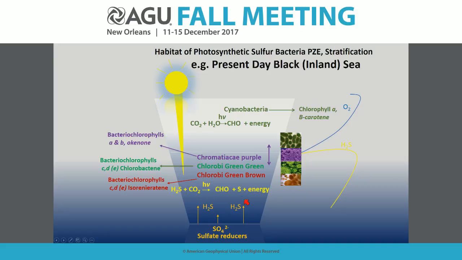The H2S is provided to them by the sulfate-reducing bacteria in the sediments or the sediment-water interface that anaerobically degrade organic matter. These organisms, to capture this longer wavelength of light, have to make very specific pigments and carotenoids. The purple sulfur bacteria, which are able to live in the presence of oxygen, the only ones, make okenone. The green sulfur bacteria make chlorobactene, and the green-brown sulfur bacteria make the carotenoid isorenieratene.